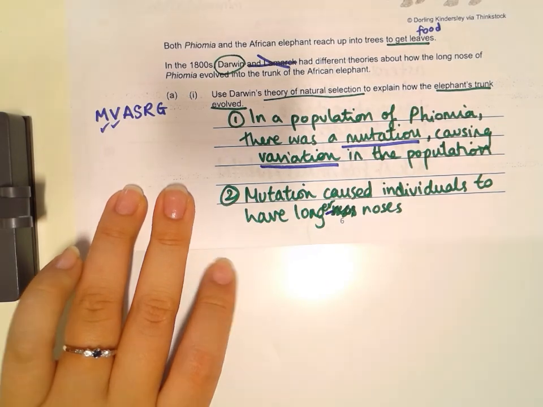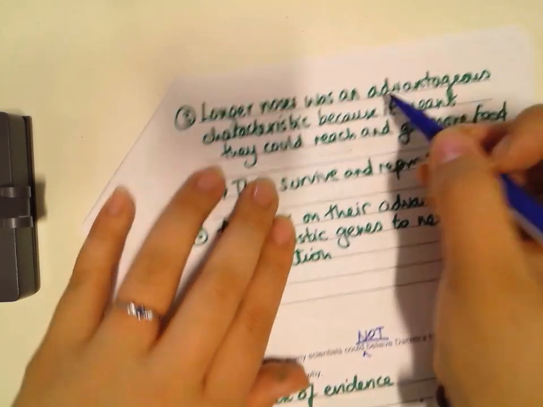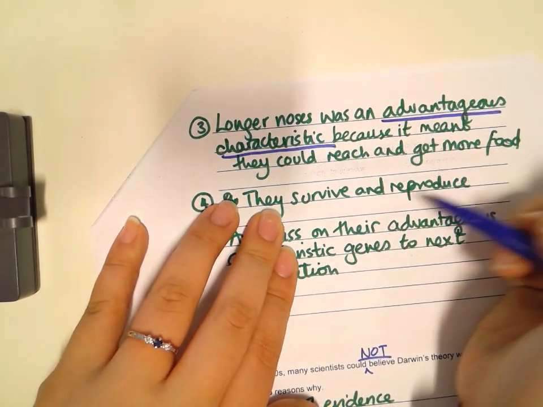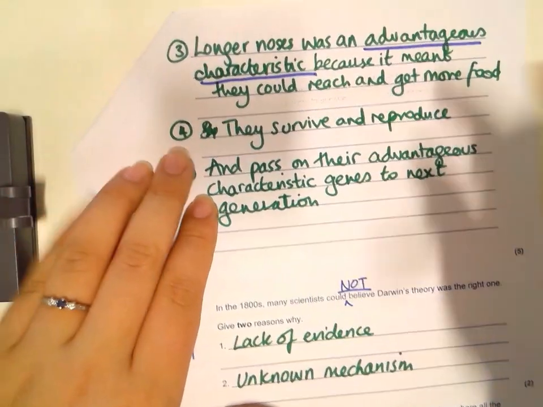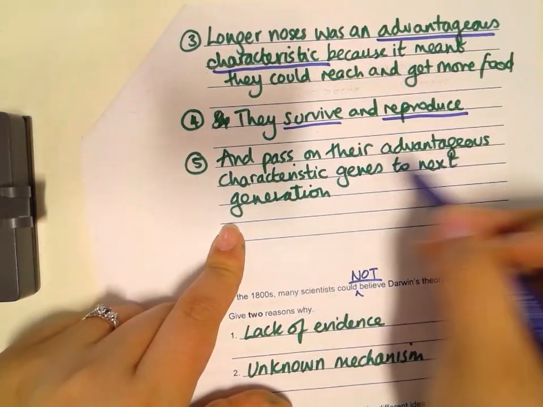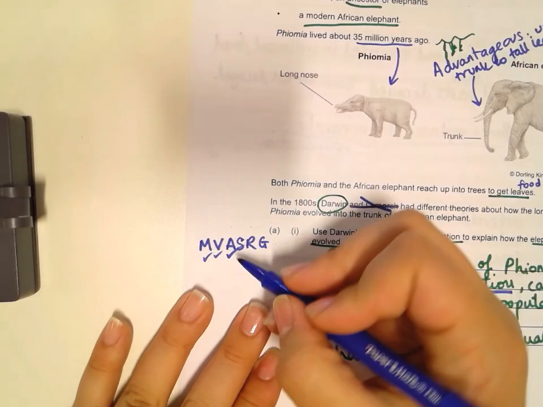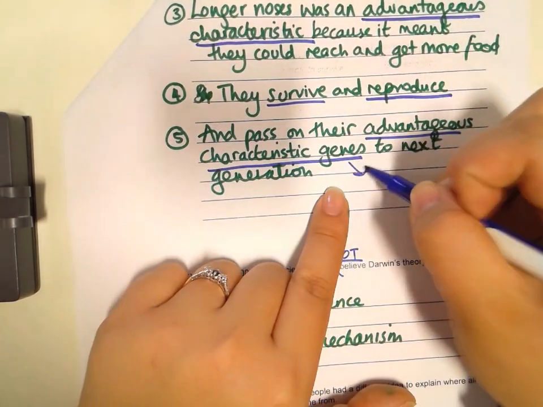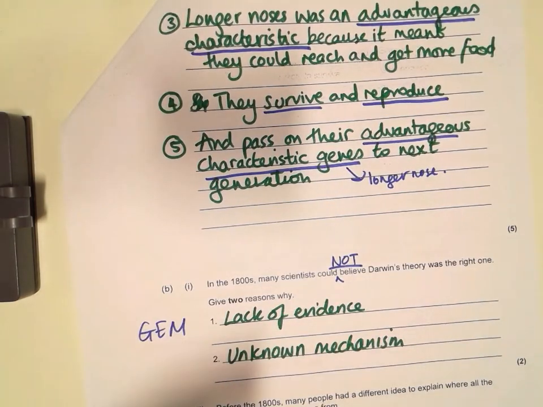That's the mutation. And this mutation here was an advantageous characteristic because it meant they could reach and get more food. So now we have done advantageous characteristic. We realize that because they can get more food, they're more likely to survive and to reproduce and pass on their advantageous characteristic genes to the next generation. So we can tick survive, reproduce, and pass on their advantageous gene to the offspring. And this advantageous gene in this case is a longer nose or a trunk. And that's a really nice 5-mark question that you can get.